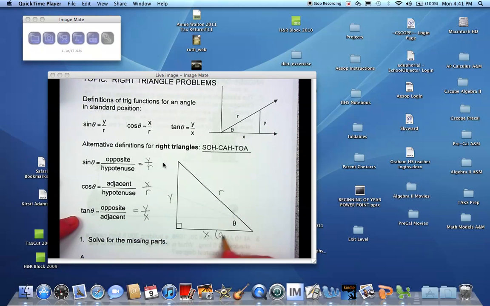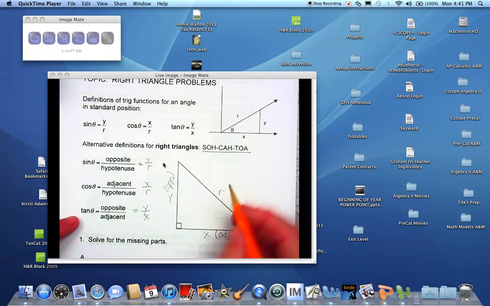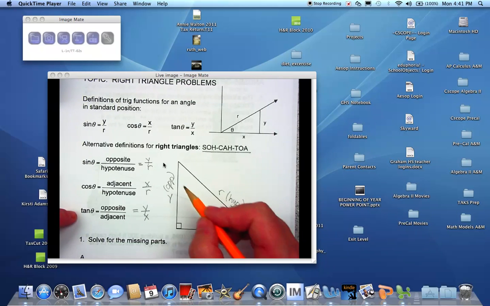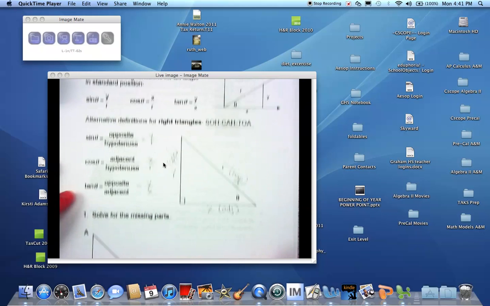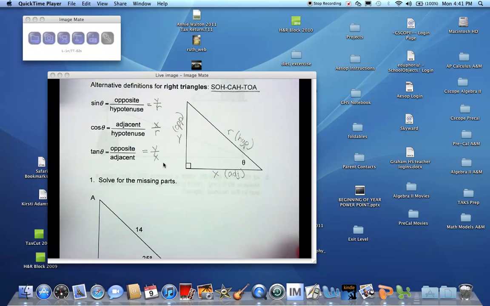Or you can label it adjacent, opposite, hypotenuse. Okay, so the cosine of theta would be x over r, or adjacent over hypotenuse. And the sine of theta would be y over r, or opposite over hypotenuse. The tangent of theta would be opposite over adjacent, or y over x. So you can either use SOHCAHTOA, or you can use y and r, x and r, and y and x.